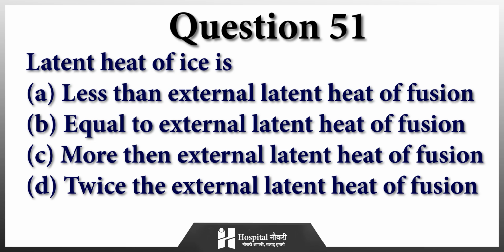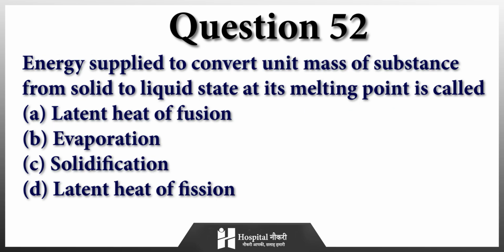Next question is, latent heat of ice is A, less than external latent heat of fusion; B, equal to the latent heat of fusion; C, more than the external latent heat of fusion; D, twice the external latent heat of fusion. The correct option is it will be more than external latent heat of fusion. Next question is, energy supplied to convert unit mass of substance from solid to liquid state at its melting point is called A, latent heat of fusion; B, evaporation; C, solidification; D, latent heat of fission. Correct option is A, latent heat of fusion.